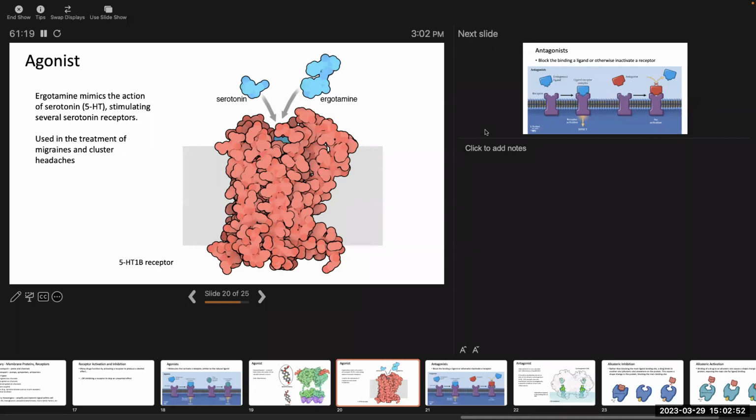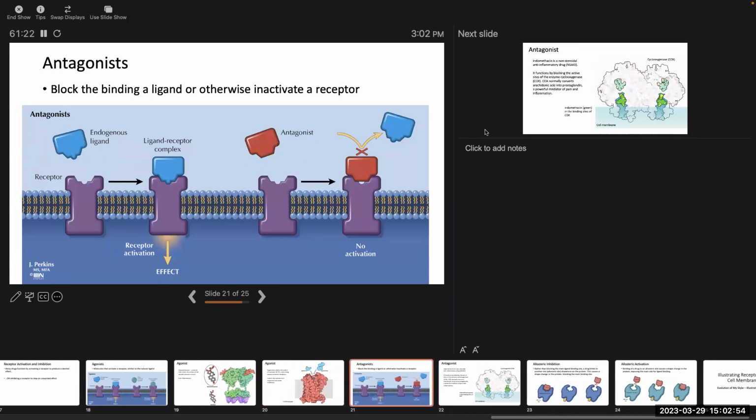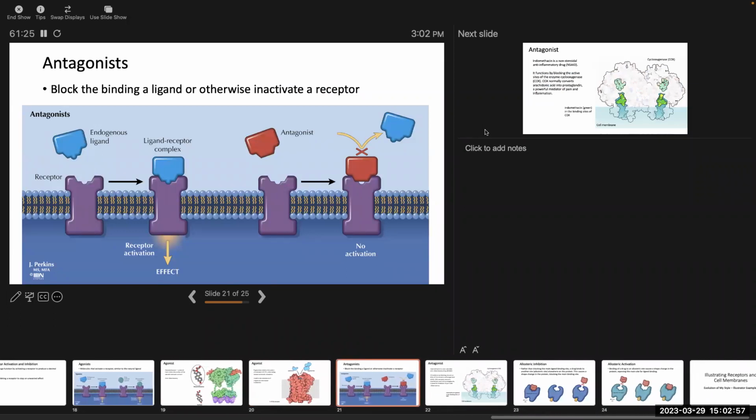So these are examples of agonists. The opposite of an agonist is an antagonist. An antagonist blocks the action of the endogenous ligand, blocks the receptor to prevent it from being activated. So again, on the left, you see the endogenous ligand, the normal ligand in the body, binds to its receptor and causes some effect. But if you introduce an antagonist, that antagonist can bind to the receptor, blocking the binding site. The antagonist does not activate the receptor itself, but it prevents the endogenous ligand from binding. So this prevents some kind of action from happening inside the cell by blocking the receptor.